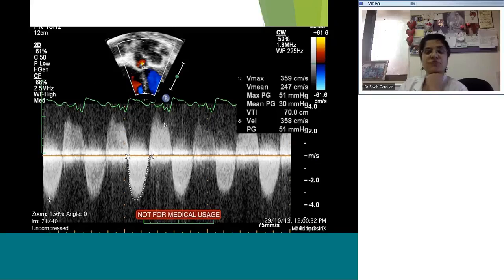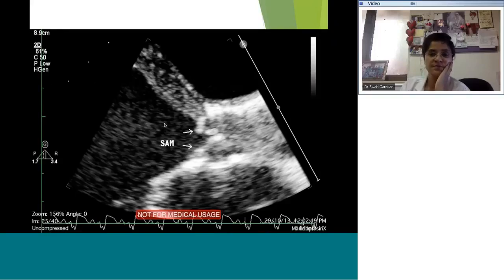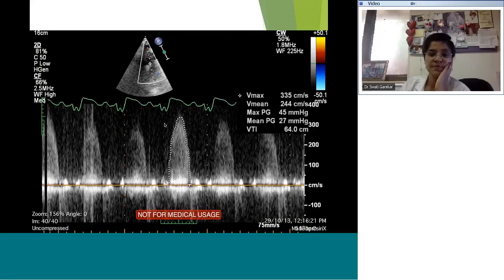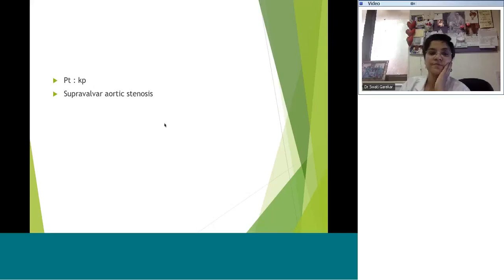You've got a max gradient of 50, mean of 30. Obviously this has to be respected because this is in the face of poor LV function. We are measuring out the aortic annulus, measuring to see how the ascending aorta is. Then here's the last shot.